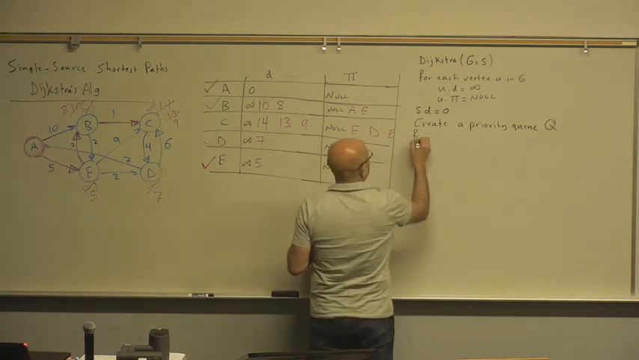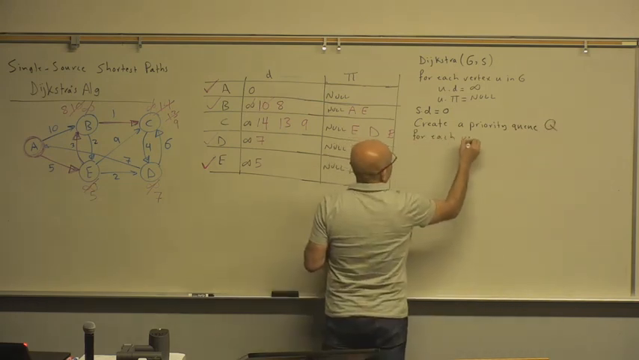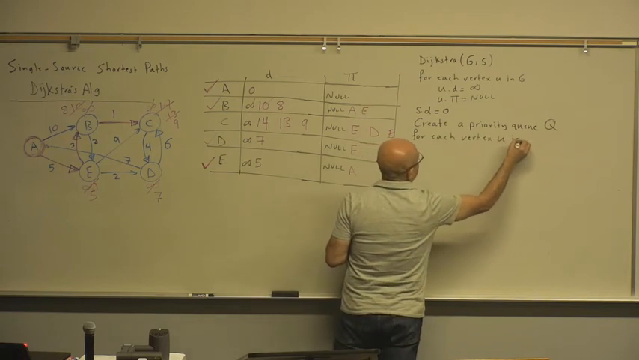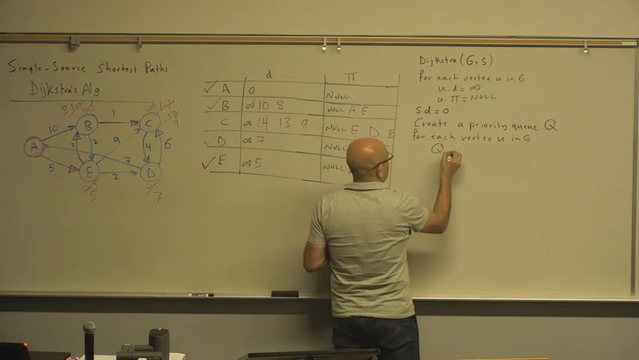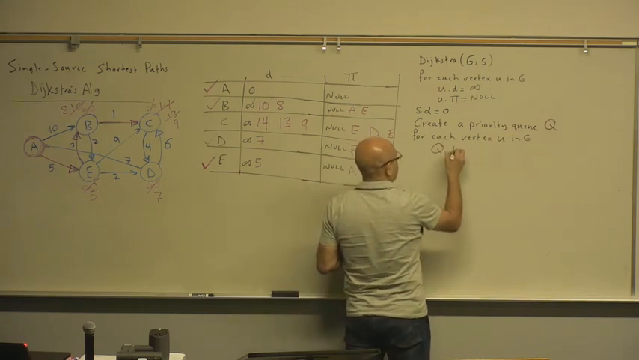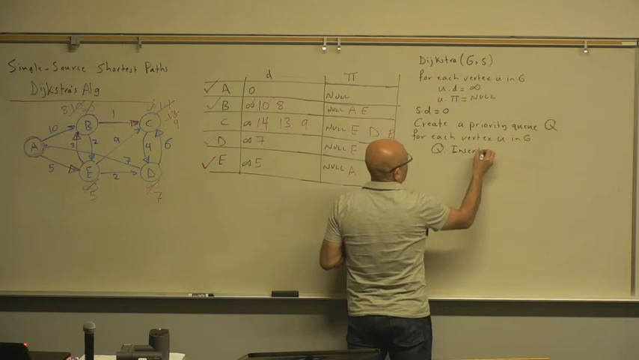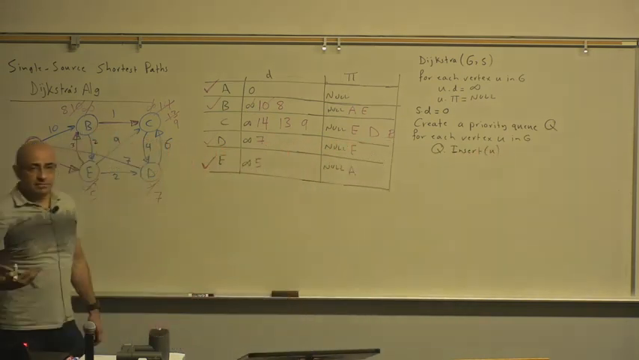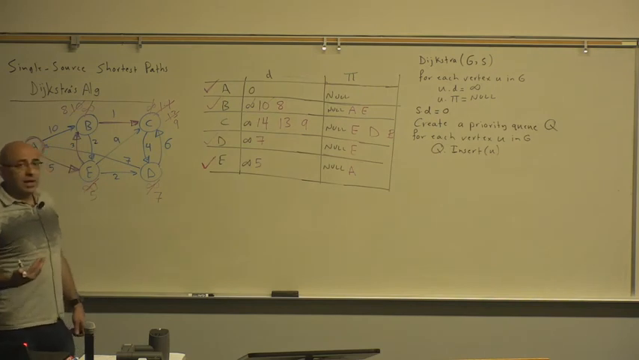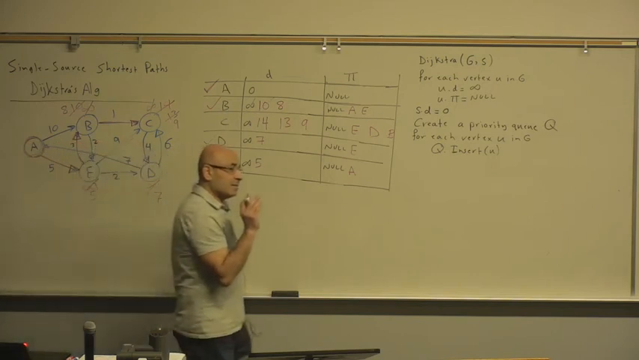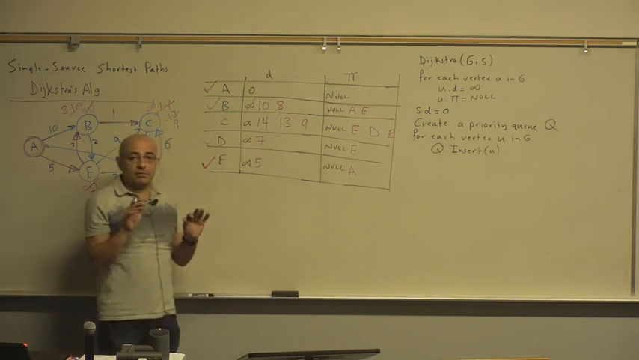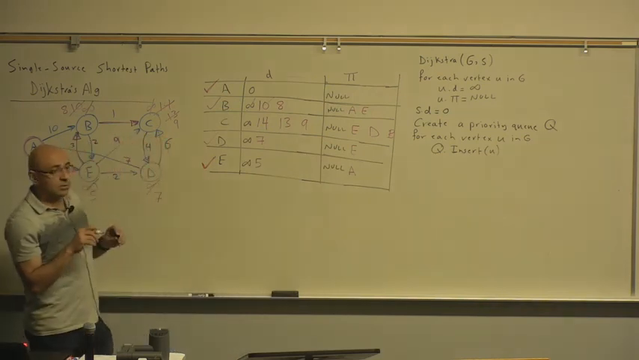Then for each vertex u in G, do Q.insert of u. So we insert all the vertices in the priority queue, and when we extract, we always extract the vertex that has the minimum distance, because we know that it's done and its distance will never improve. It's impossible for that distance to improve.